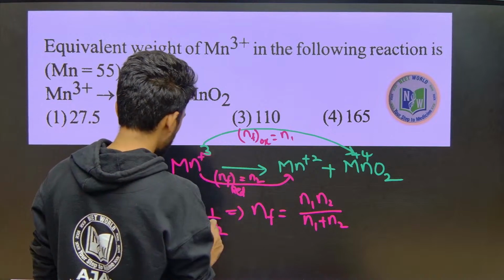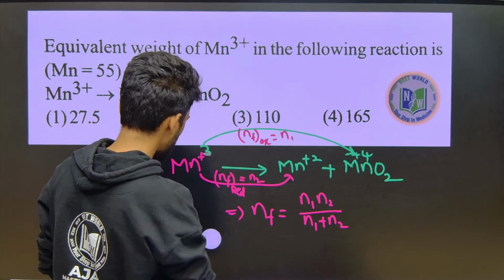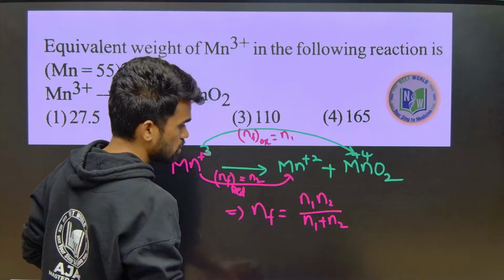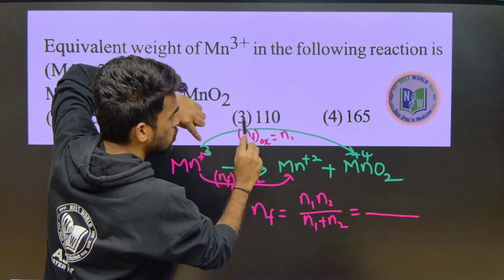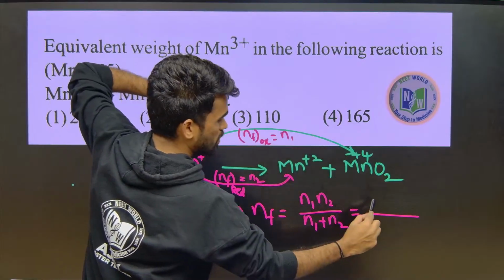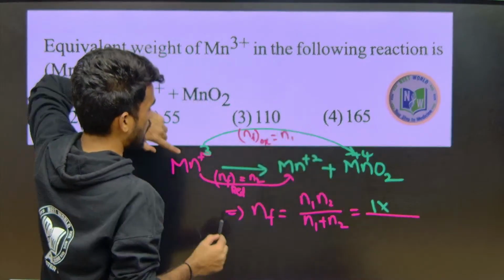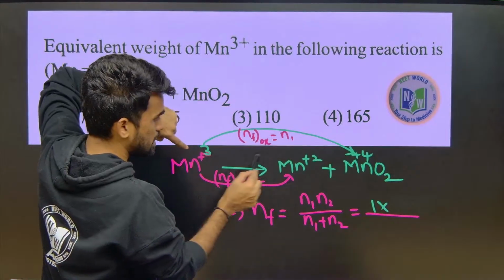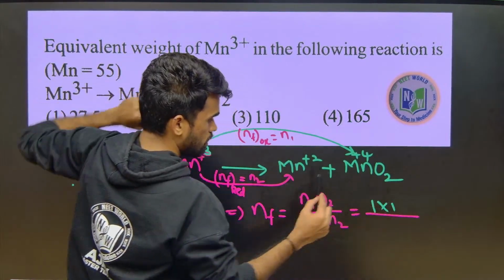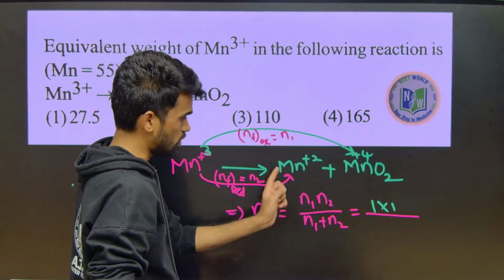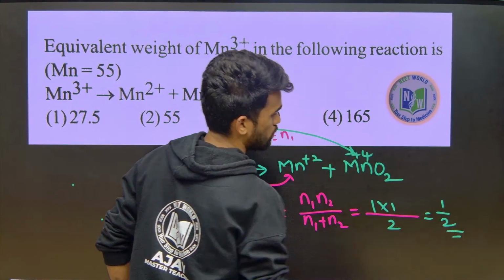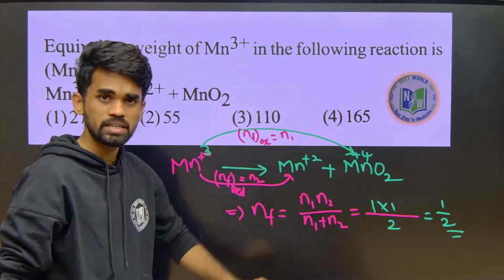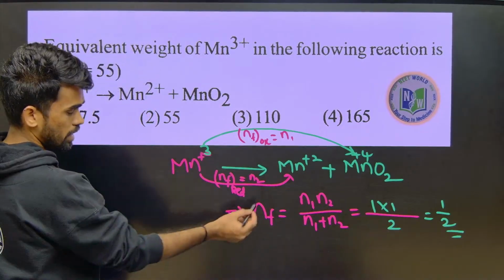So now, what is the N1 value here? How many electrons did it lose? It lost 1 electron, take it as 1. And how many electrons did it gain? Plus 3 converting to plus 2 means it is also 1. And what about the denominator? 1 plus 1 will be 2. So take it here as 1 by 2. After this, we got the N factor.